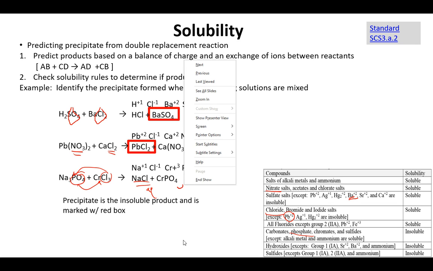Now, the thing with double replacement reactions is don't let these 3 examples make you think that you always have only one precipitate. Sometimes you might have nothing that precipitates out, and every once in a blue moon, you might actually get 2 precipitates. That is it for today.